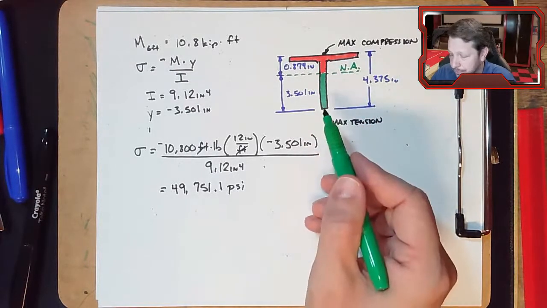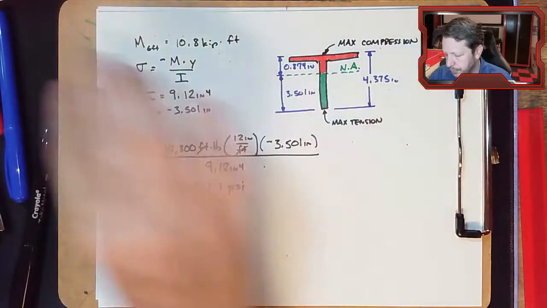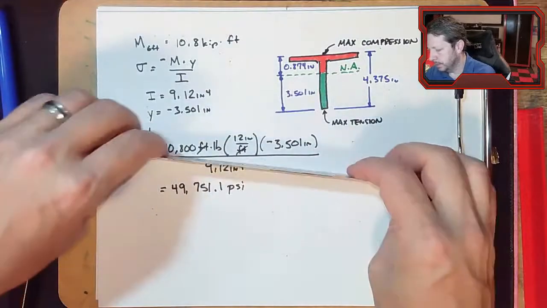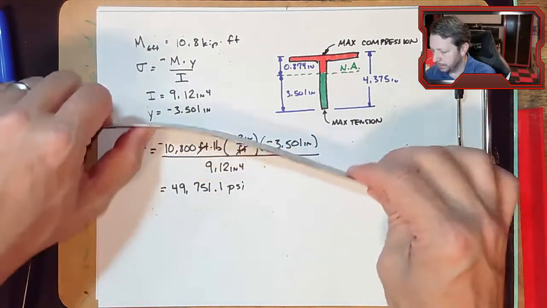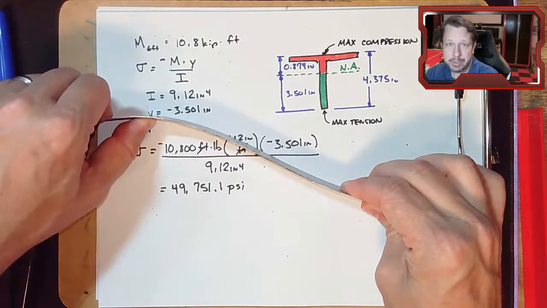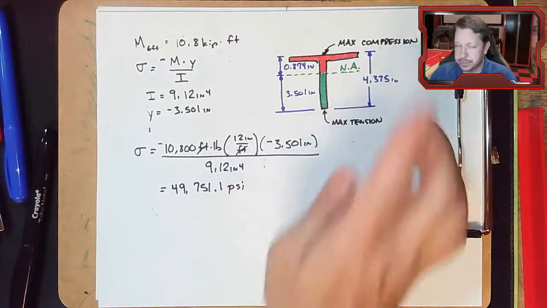It's not always true that compression's on top, tension's on bottom. That's true when your bending moment is causing the beam to bend that way. But it's possible for the beam to bend the other way. It's possible for the beam to bend both ways in the same beam. So it's not always true that compression's on top, tension's on bottom.